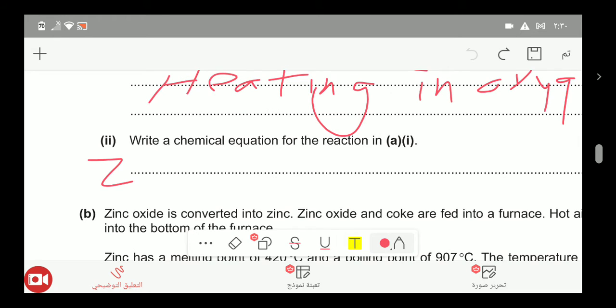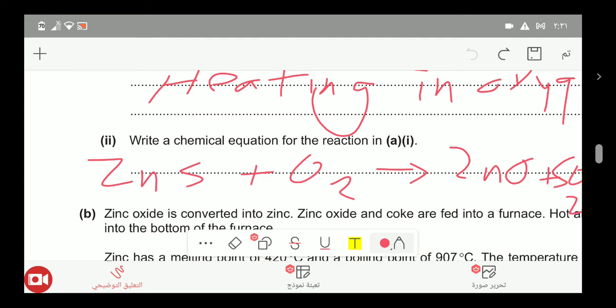Write the chemical equation for the reaction. Zinc sulfide plus oxygen O2 will give ZnO plus SO2. By balancing the equation, we have 2 ZnS and 3 O2, and we have 2 ZnO and 2 SO2.